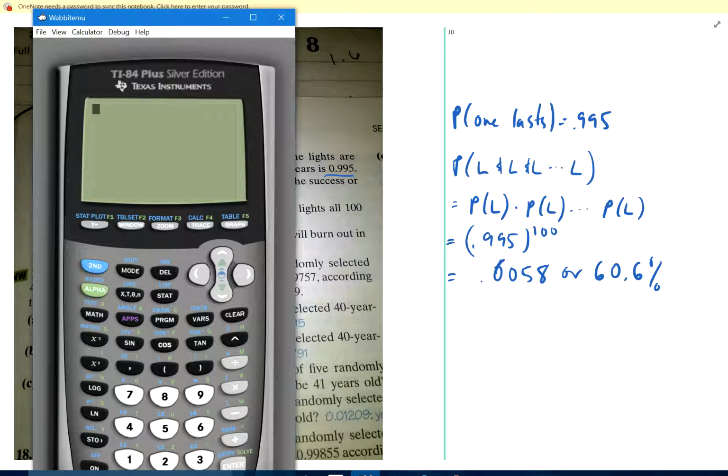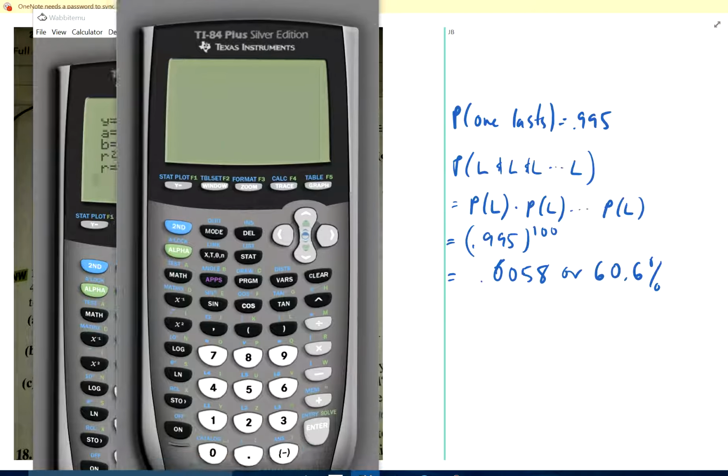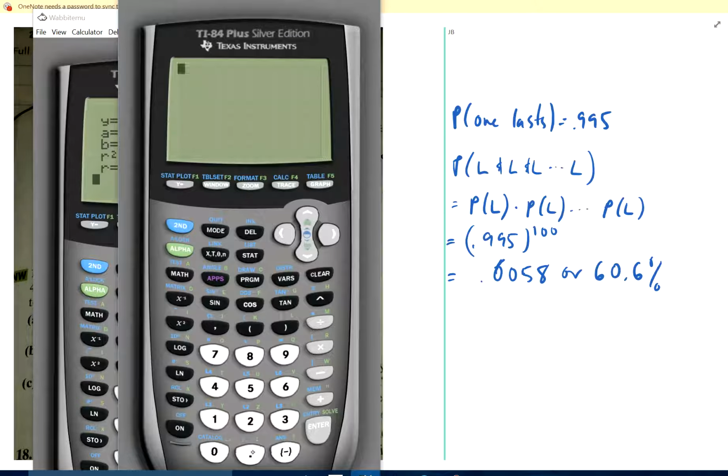So that's going to be 0.995 raised to, that's the caret key, the 100th power. Okay, so we got that. Cool.